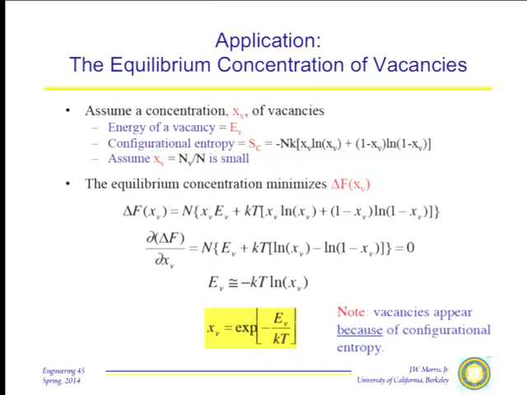Vacancies appear because of configurational entropy. If there was no configurational entropy, we would never get a vacancy. They increase the energy, but because of the configurational entropy, vacancies appear, and here's their average fraction. I'm assuming the vacancies don't affect the vibrational entropy, and to a pretty good approximation, they don't.